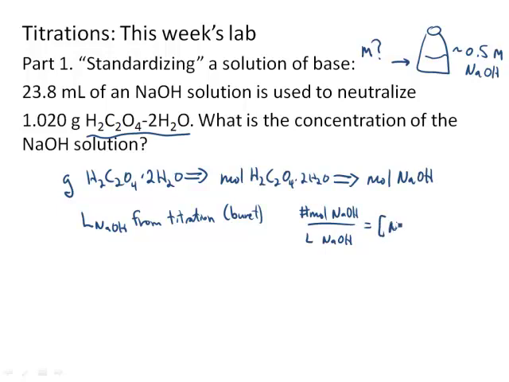Very often, concentration, molarity, is symbolized by putting the thing you're measuring the molarity of in square brackets. So that means the molarity of NaOH. And so in this case, we had 1.020 grams of oxalic acid. And I'm not going to write this out, but using the molar mass, which is 126, so 1.02 divided by 126.06, I think, that comes out to 0.00809 moles of oxalic acid.